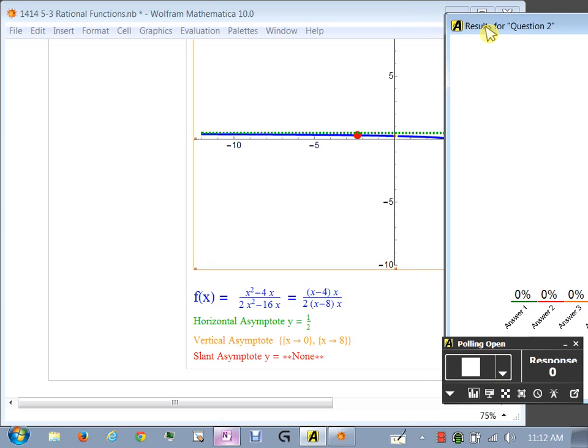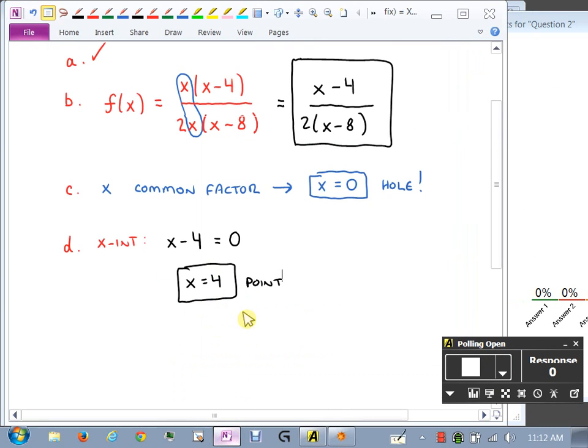Get this thing moved over here. Okay. What's the next thing?